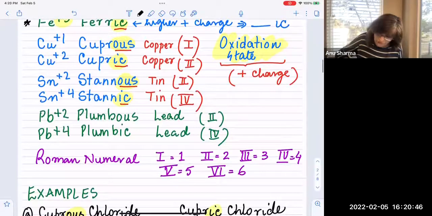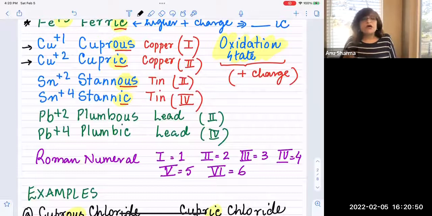So here you have copper also existing in +1 and +2. The lower oxidation state of copper is +1. The higher oxidation state, or higher positive charge, is -ic.